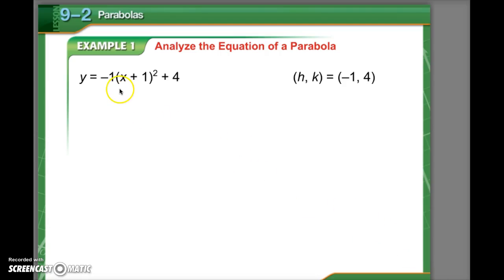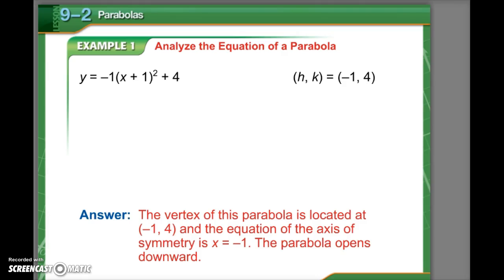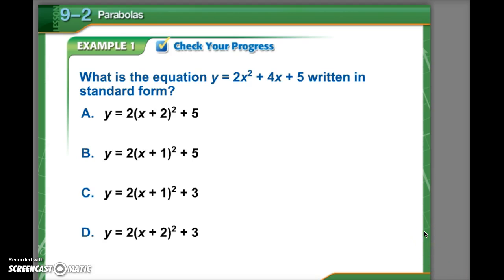So over here, what they did for their thing is they put the equation first in vertex form. And so that gives them the vertex right here, -1, 4, the same way we had our answer. The axis of symmetry, x is -1, and the parabola opens downward. All right, here's one for you guys to check your work on. See if you can do this.